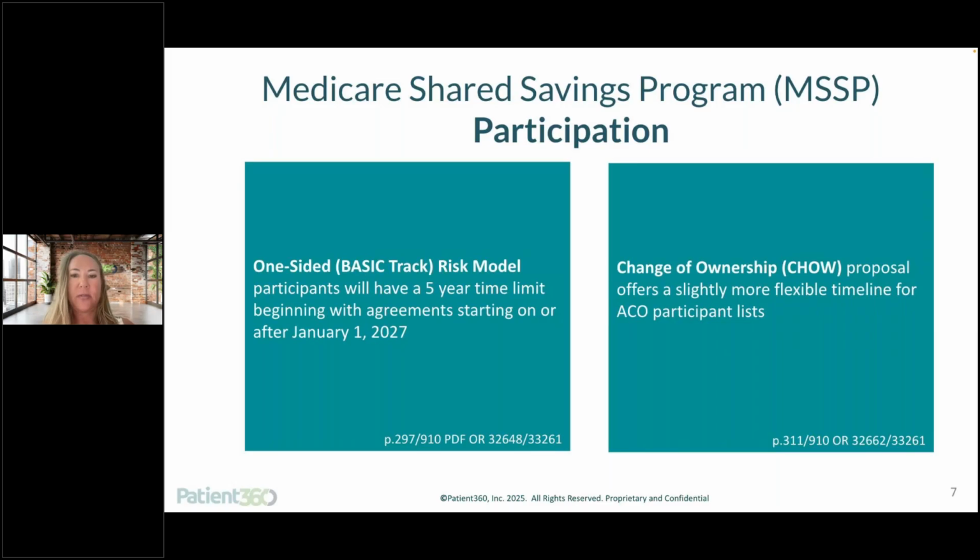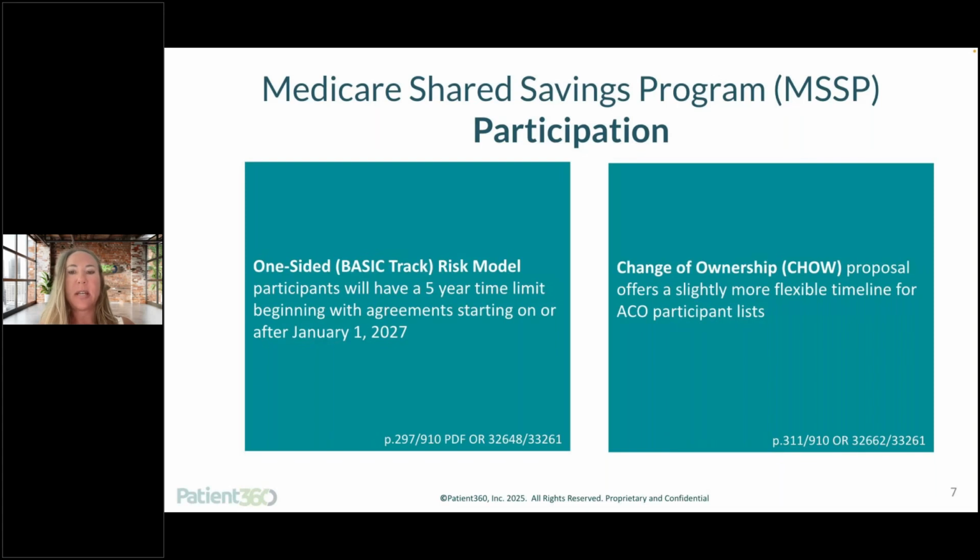So first, for participation, the 5-year limit. That's going to be for one-sided risk model participants, and it starts with agreement periods beginning on or after January 1st, 2027. So why are they setting this limit? Essentially, this proposal is intended to encourage participation in two-sided risk models. They want that shift to occur within 5 years. They want you to evolve and graduate to a two-sided risk model.